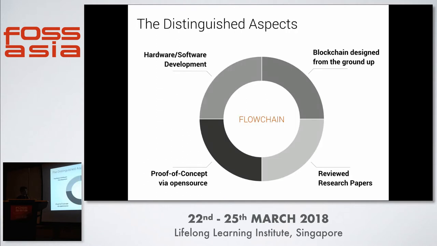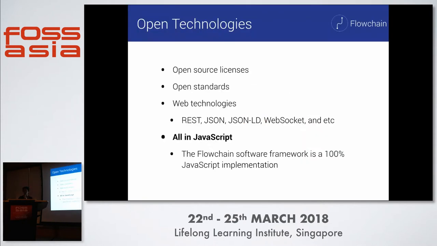As a whole new project, it was designed from the ground up. We reviewed papers and open source projects. Especially, the project is designed for the hardware, meaning that Flowchain is a type of embedded system or operating system for IoT devices. And the project uses open technologies, meaning we use open source licenses such as MIT and BSD. We don't have any GPL in the source tree, so it's better for startups and companies to use Flowchain in their products.